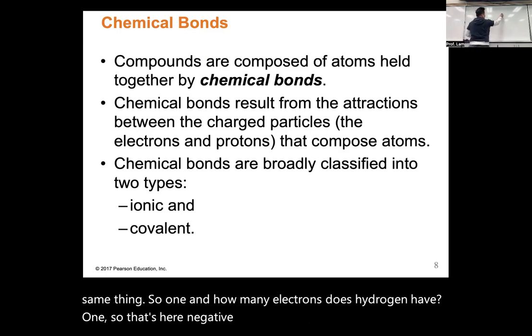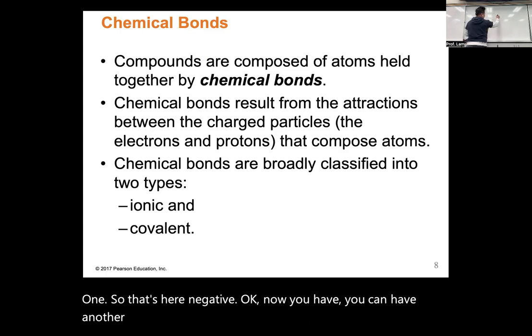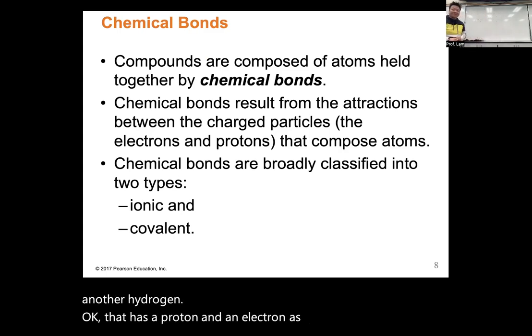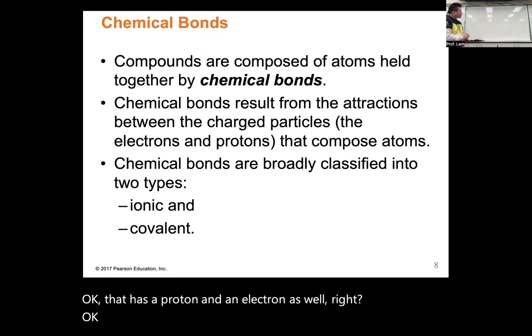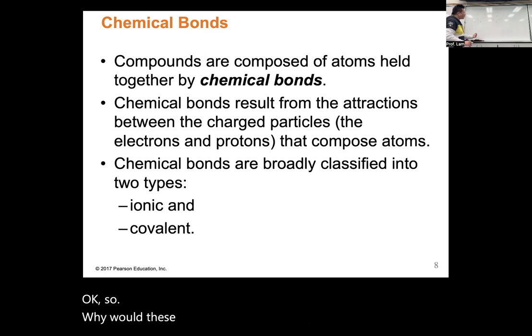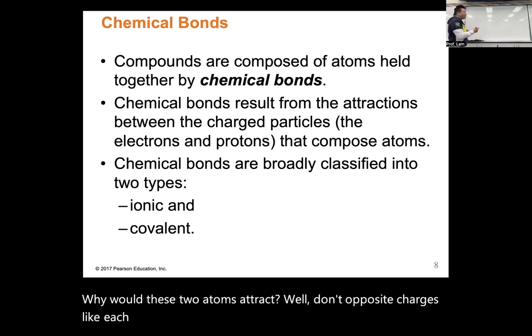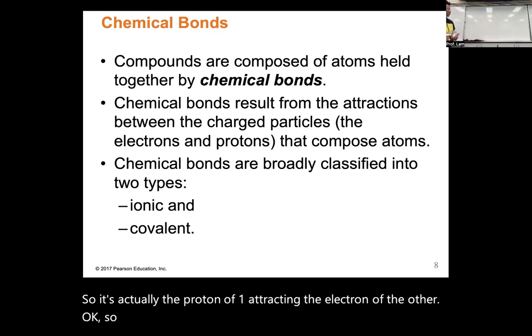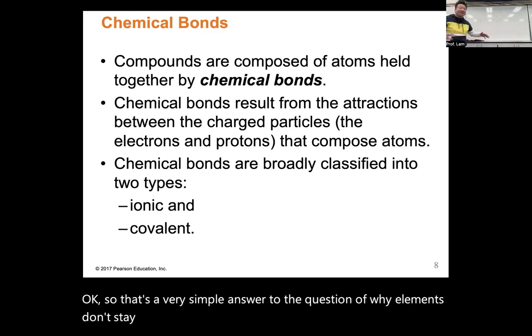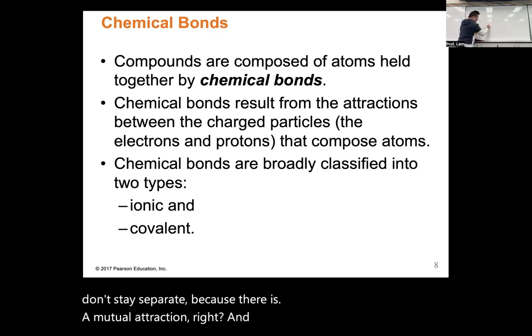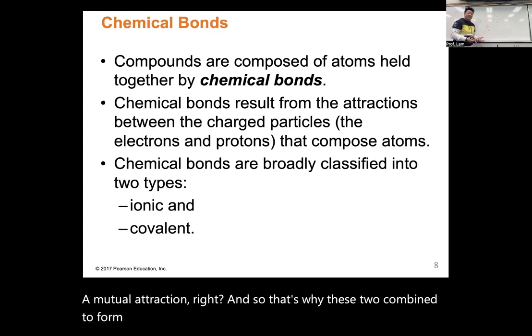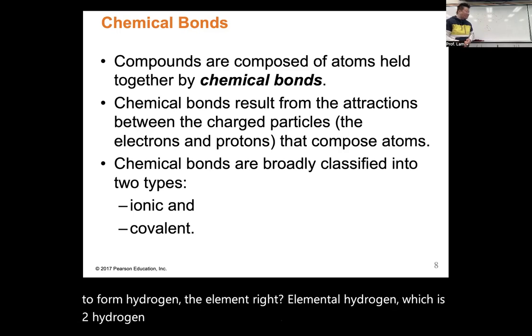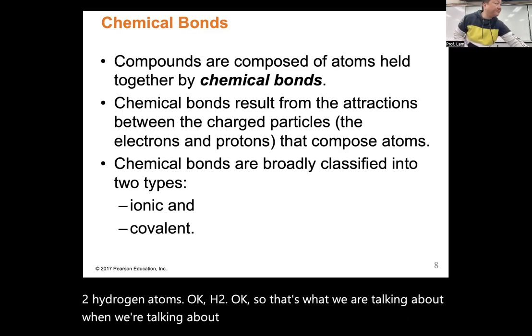Okay. Now you can have another hydrogen, okay, that has a proton and an electron as well, right? Okay. So why would these two atoms attract? Well, don't opposite charges like each other? So it's actually the proton of one attracting the electron of the other. Okay. So that's a very simple answer to the question of why elements don't stay separate. Because there is a mutual attraction, right? And so that's why these two combine to form hydrogen, the element, right? Elemental hydrogen, which is 2 hydrogen atoms, okay? H2.